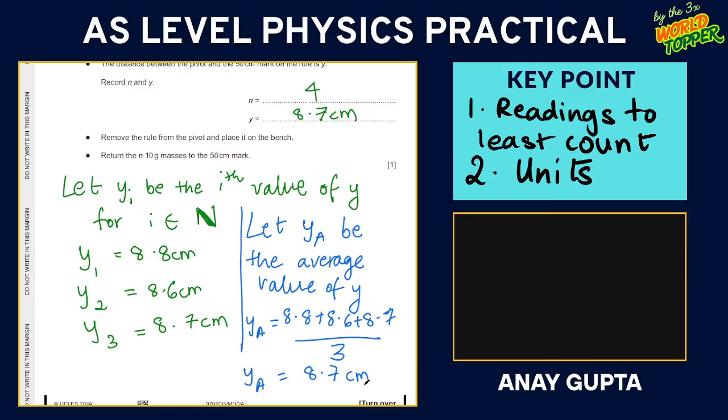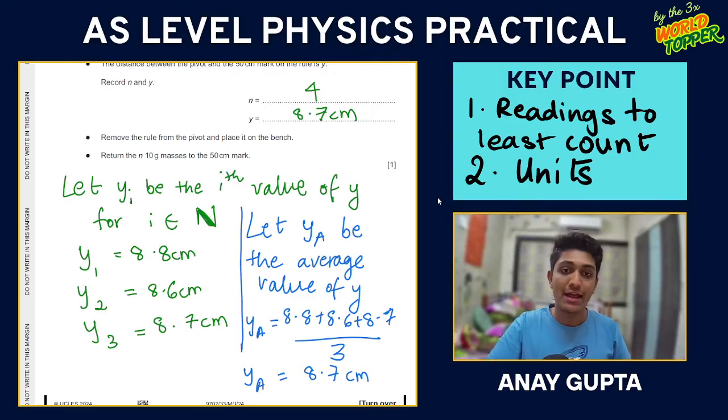Now, in this question particularly, if I didn't use averages or repeats, I wouldn't be penalized because my values of y are pretty close to each other, so the human error is pretty insignificant. But if you have an experiment such as oscillations, in that case you need to use averages, because the human error is quite significant and your values of the time period would be very far apart from each other. So you have to use this similar annotation and calculate your average value for the time period.